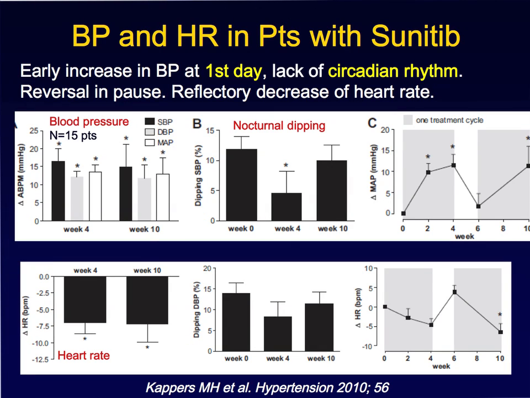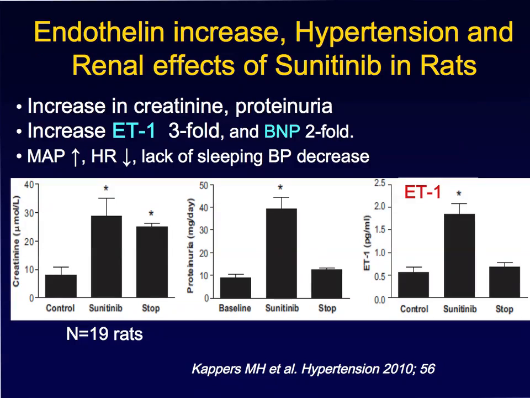So when they looked at patients again with sunitinib, you see again the rise in systolic and diastolic blood pressure. And I think very important also from a cardiac risk standpoint, there is a lack of circadian rhythm, so there is no nocturnal dipping found under treatment. And again, the heart rate decreases a little bit. So the endothelin increase leads to hypertension and also affects the renal impairment with proteinuria.